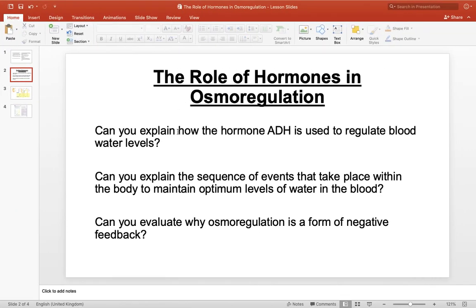So by now, you should be able to explain how the hormone ADH is used to regulate blood water levels. You should be able to explain the sequence of events that take place within the body to maintain optimum levels of water in the blood. And you should be able to tell me why osmoregulation is a form of negative feedback.